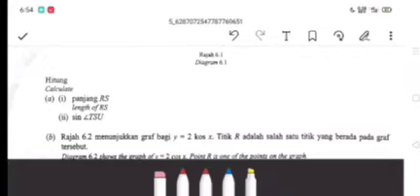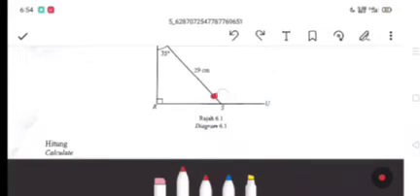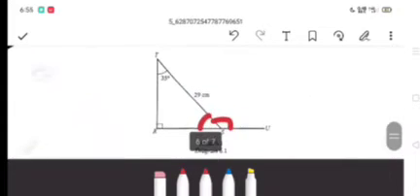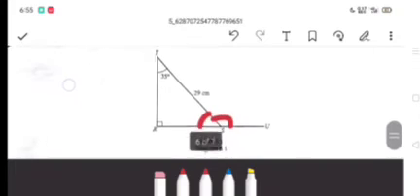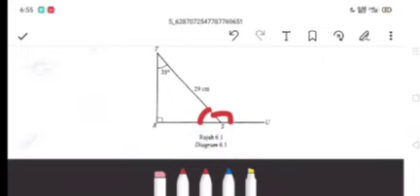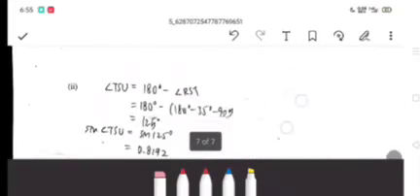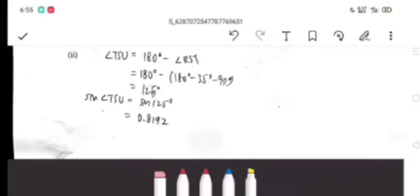Next, we need to find sine angle TSU. The angle TSU is here. First, we find angle TSR by 180 degrees minus 35 degrees minus 90 degrees. After we get angle TSR, we use 180 degrees minus TSR, and we finally get angle TSU, which is 125 degrees. Then we use the calculator to key in sine angle TSU, which is sine 125 degrees, and we get 0.8192.